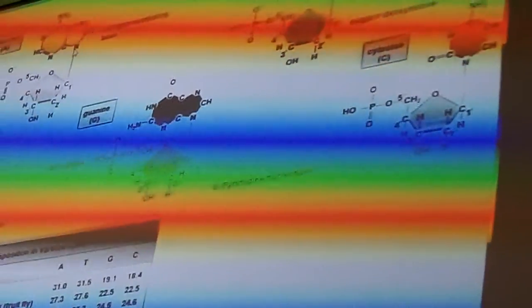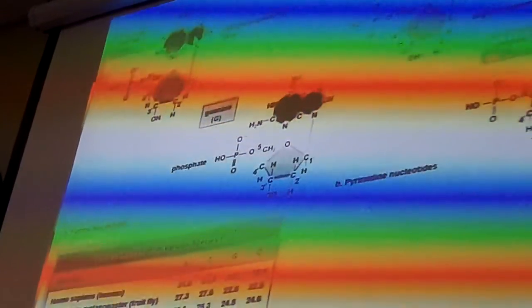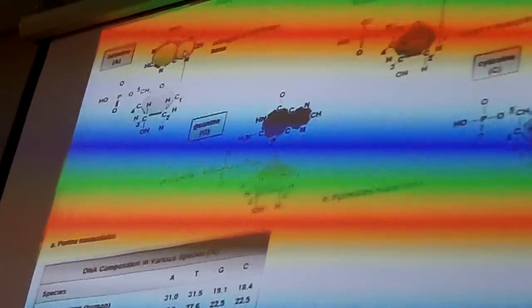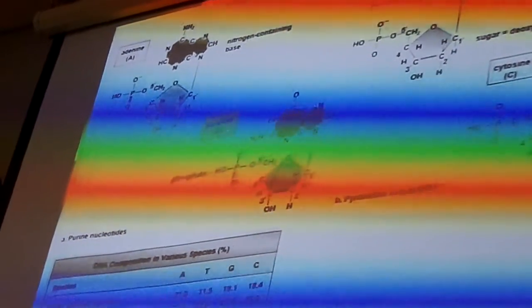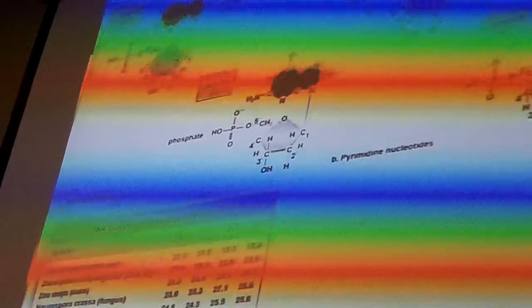Do you see why they call it a nitrogen base? Look at all the nitrogen in the structure. Nitrogen, nitrogen, nitrogen, nitrogen, nitrogen. There's a lot of nitrogen in the nitrogen bases. What does that add to it? It just gives it properties that make it different from other molecules.